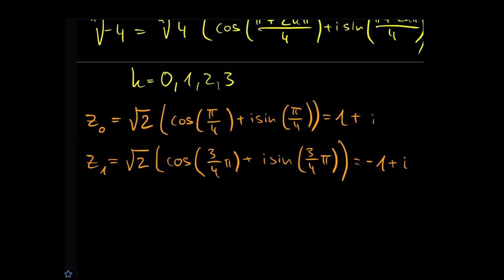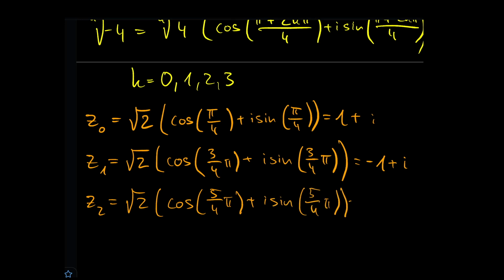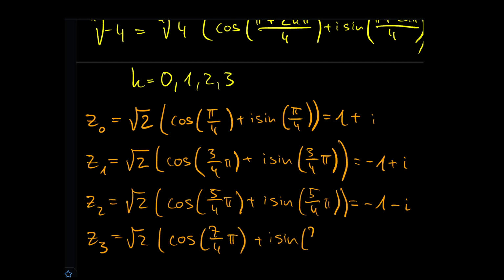All right, z2 is the square root of 2, then we have the cosine of 5/4 pi, and the same argument we have for the sine, and here we get in a similar manner -1 minus i. And the last root is the square root of 2 times the cosine of 7/4 pi plus i times sine of 7/4 pi, and here the cosine of 7/4 of pi is positive again. 1 over square root of 2 cancels out with the square root of 2, but the sine of 7/4 times pi is negative, so here we have minus i.